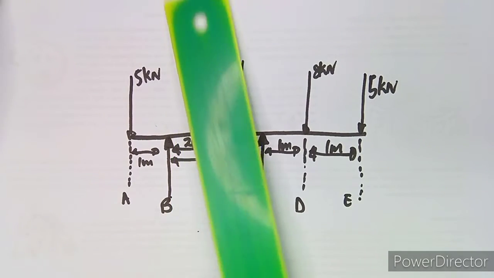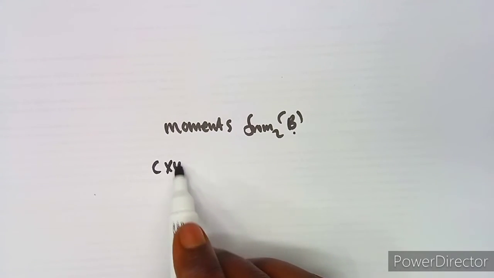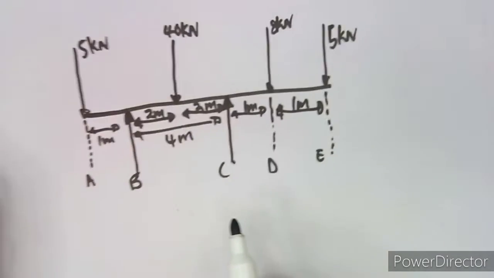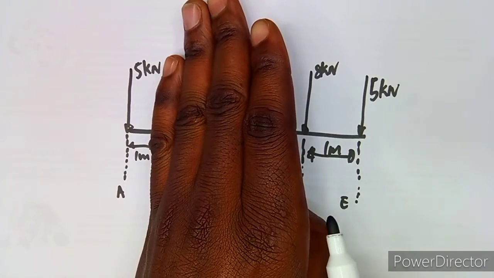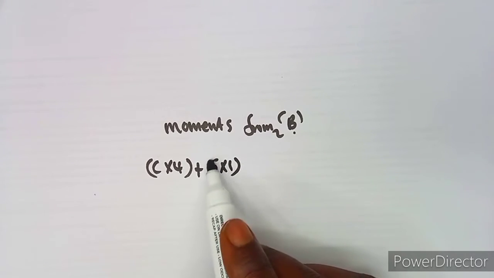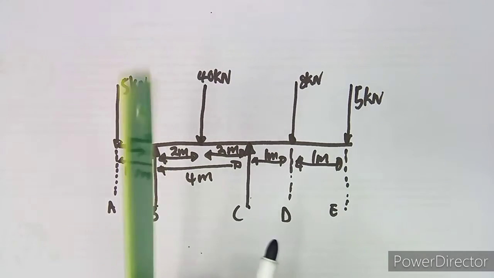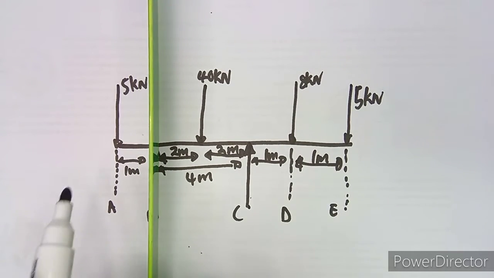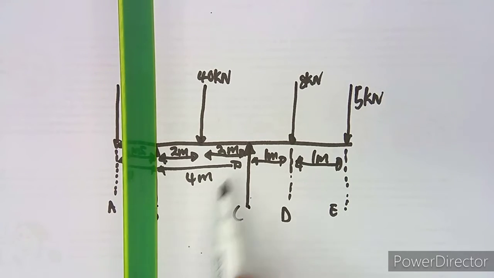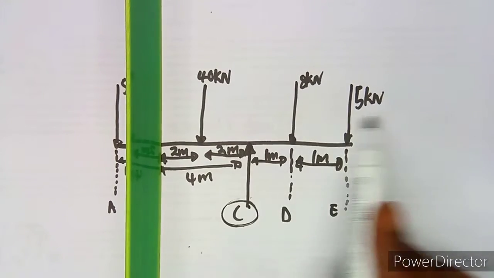So let's write our moments. C back to B is going to be C times 4, since there's a distance of 4 there. Plus, like I said, this one is on the other side where we are not having C, so it's together with C. So it's 5 versus a distance of 1 meter, so 5 times 1. We no longer have anything on this side, and the forces on the side where we have C are all on the other side, so you're going to add these together.